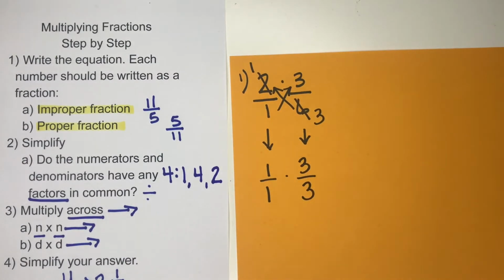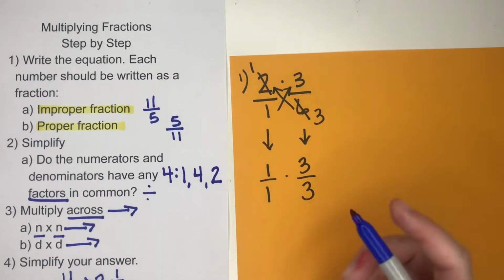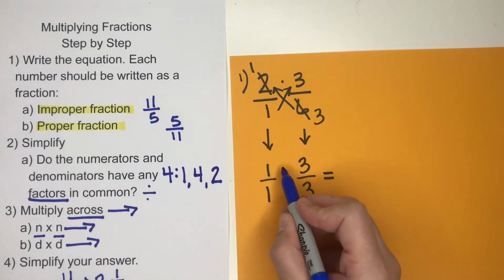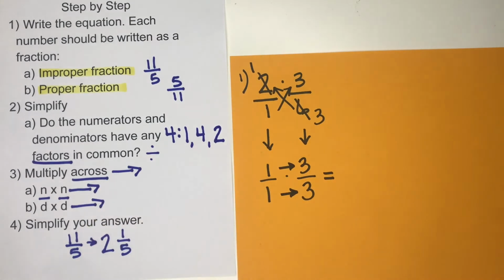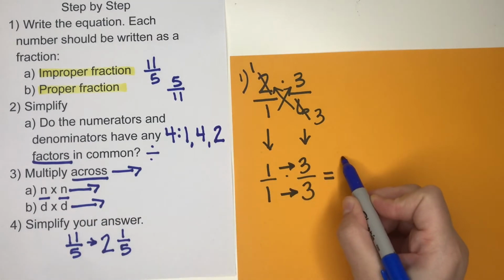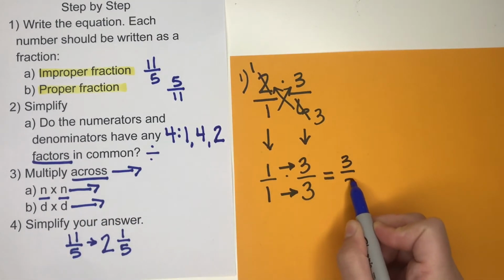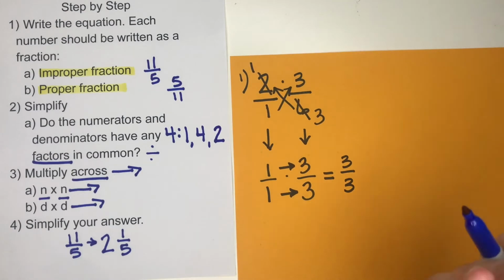Wow, we came out with a fairly simple answer here. So now we multiply across, numerator times numerator, denominator times denominator, using those arrows. So 1 times 3 is 3, and 1 times 3 is 3, which gives us a 3 over 3.